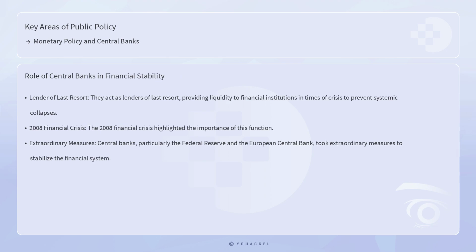Central banks also play a crucial role in maintaining financial stability. They act as lenders of last resort, providing liquidity to financial institutions in times of crisis to prevent systemic collapses. The 2008 financial crisis highlighted the importance of this function. Central banks around the world, particularly the Federal Reserve and the European Central Bank, took extraordinary measures to stabilize the financial system by providing emergency funding to banks and other financial institutions.